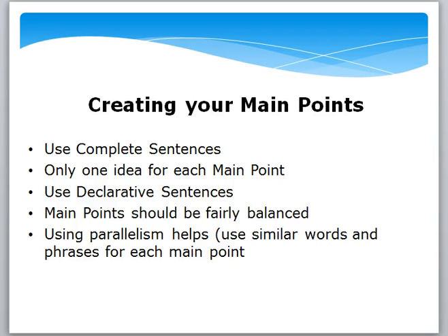So when we create our main points, we want to use complete sentences or mostly complete sentences. We would have only one idea for each main point. We would want to use declarative sentences. Main points should be fairly balanced, although there are times where you may have more information about one main point and less information about another main point. And using parallelism, which is what I did with the green beans, tomatoes, and cucumbers, can be helpful. This is where we use similar words and phrases for main points and for subpoints. Sometimes that works for a topic and sometimes it doesn't. That's something that you can decide, remembering that you want your audience to understand the overriding theme of your speech.